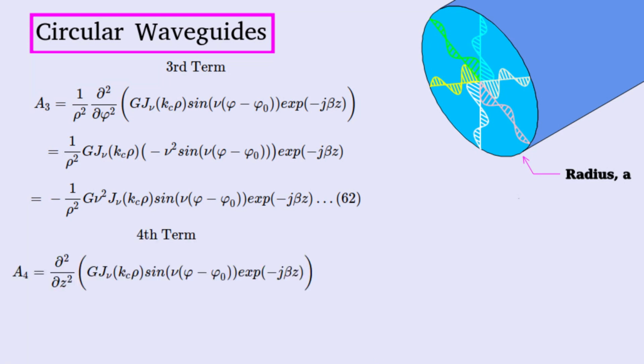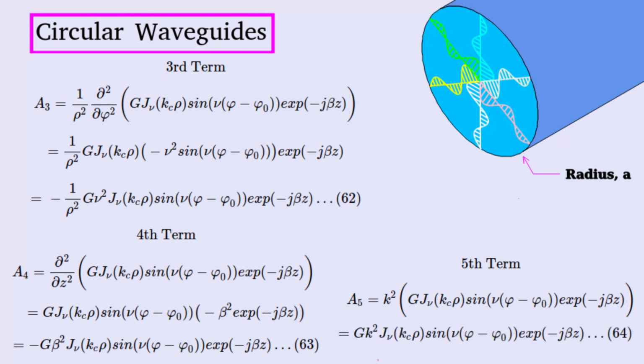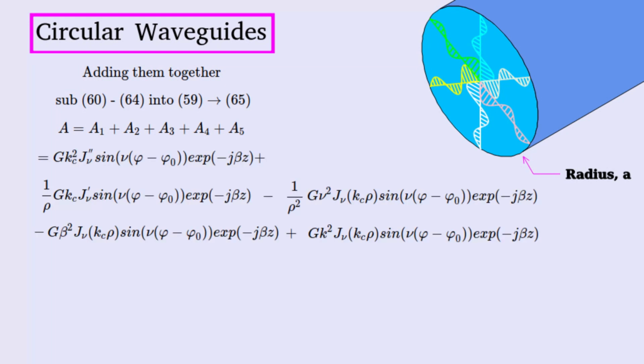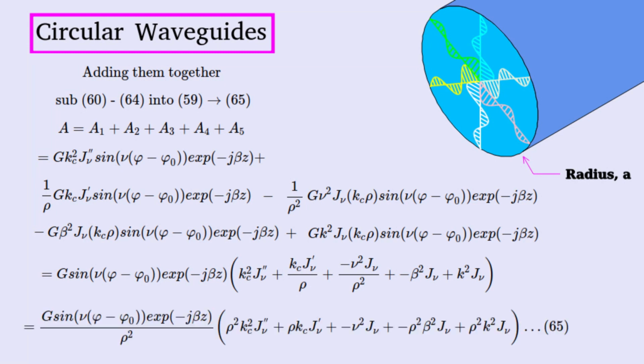Then we'll apply the fourth operator. This operator will act on the exponential term, the part of the wave travelling along the axis of the waveguide. We'll firstly get this, and after tidying it up, we'll get this term. And the final operator is just multiplication by a constant, which will give us this term. So now we'll have to add all of these terms up together, which will look like this. And we can factorise out the sine and exponential functions. And then we'll bring the rho squared term outside the brackets too.